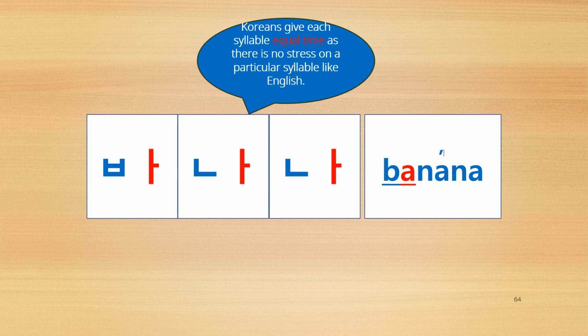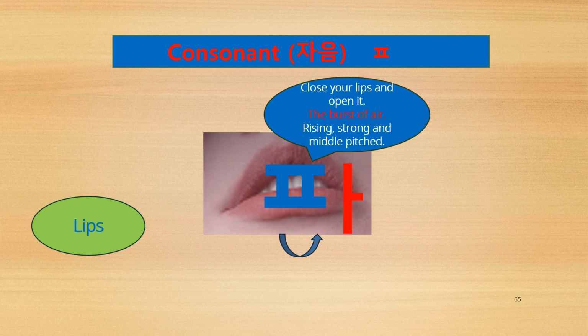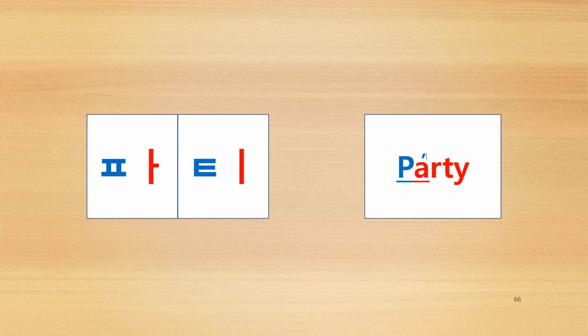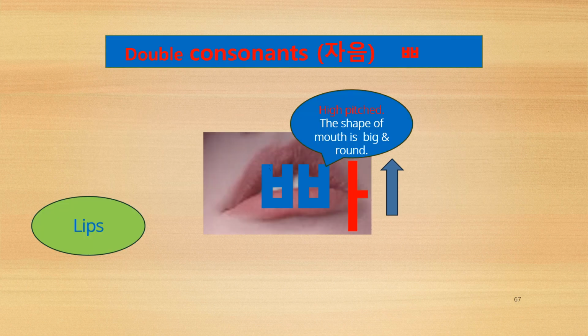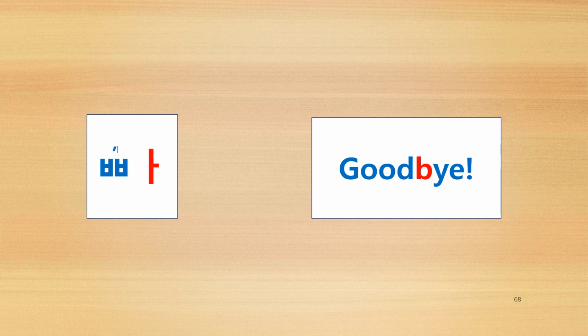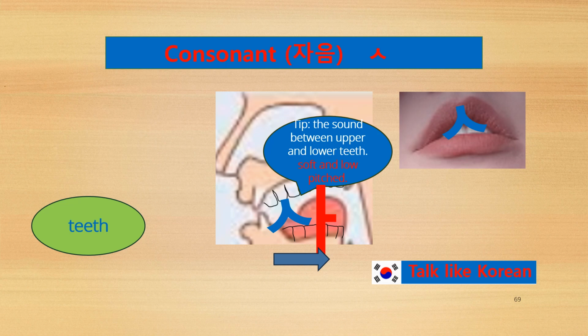And the next one is pa, like a burst of air, okay? Pa. And the party, and the pa, high pitched. The mouth is big and round. Oppa, appa. And the pa in English is like goodbye, isn't it? Goodbye. The pa sound is already there in English. And then sa.